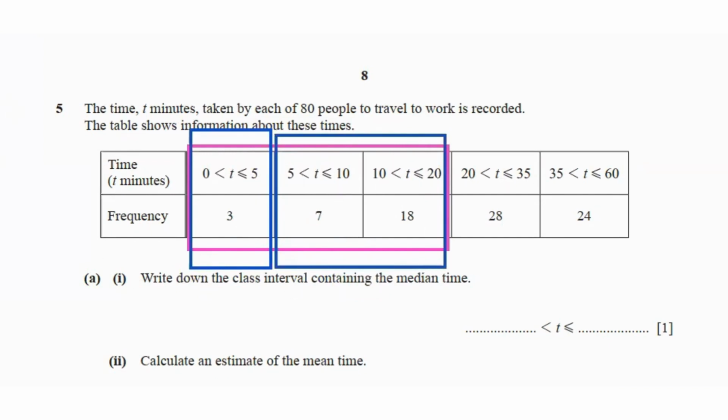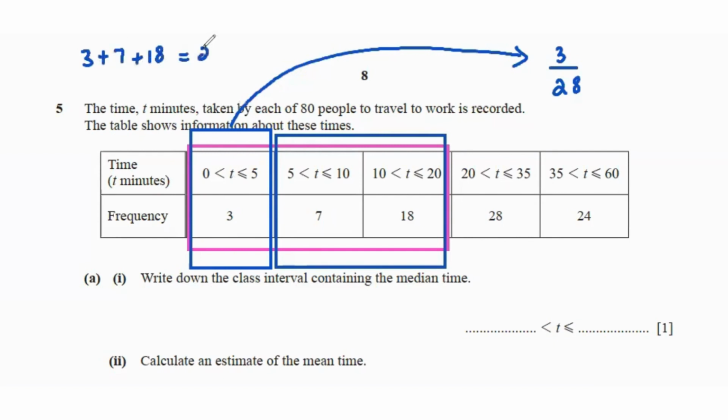Our probability is going to be over 28, which is going to be for this part. Now, why 28? Because we're adding these 3 frequencies, because our total number of people that we're choosing from are the people who took 20 minutes or less. Hence, we add 3, 7, and 18, which is going to give us 28, which is going to be our denominator, the total number of people. And the first probability that we're trying to find is for people who took 5 minutes or less. So that's just 3. So 3 out of 28 times.